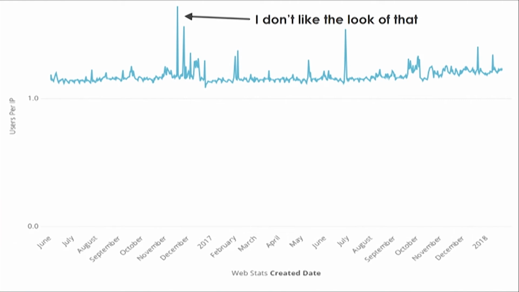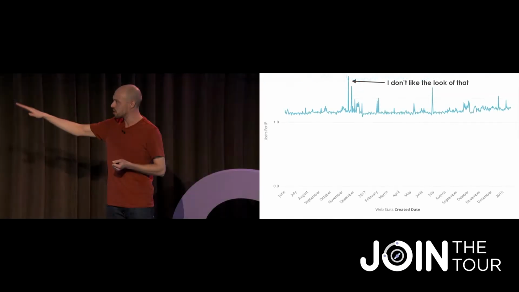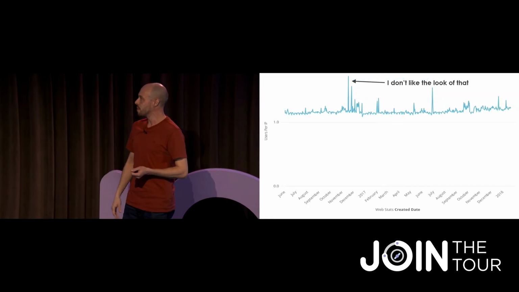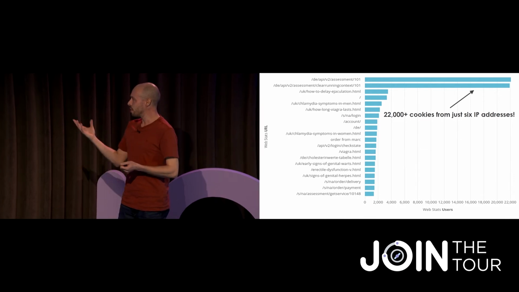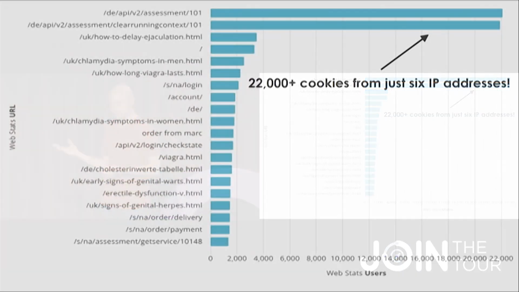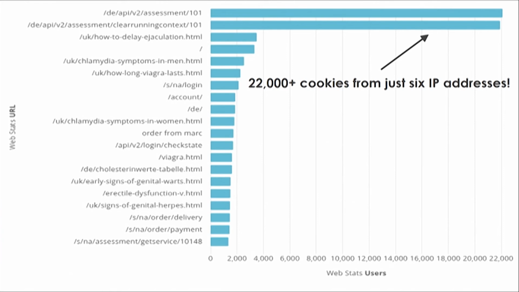Just over a year ago, this started spiking. Normally, it's just above 1, but it started to spike. This looks pretty suspicious. So I drill down a bit further. I've actually got 22,000 distinct cookies from just 6 IP addresses. So this really is looking suspicious now. But I still think at this point it's my fault.